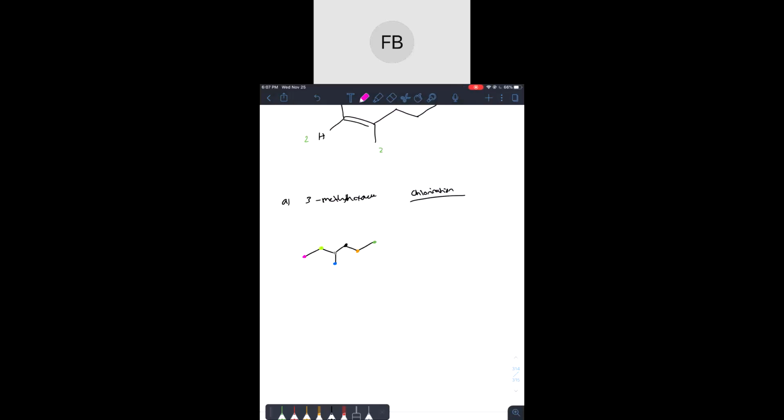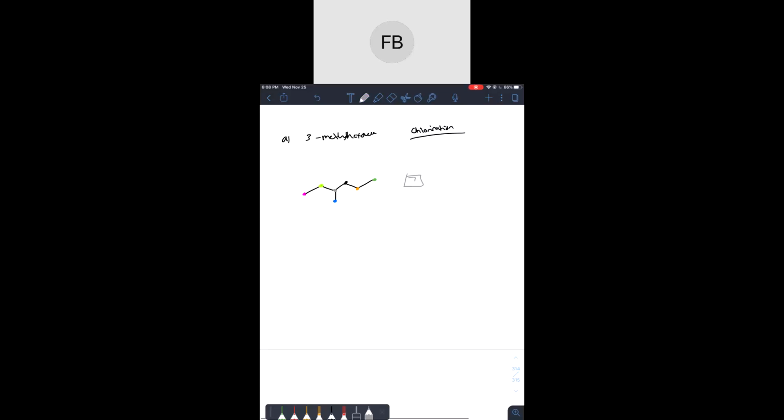Those are all different spots for chlorination. Every single carbon will give you a different product. So if you just count those up, that's 1, 2, 3, 4, 5, 6, 7. So there's 7 possible places for chlorination here. So I would just write 7 next to it. And then try for the second one.